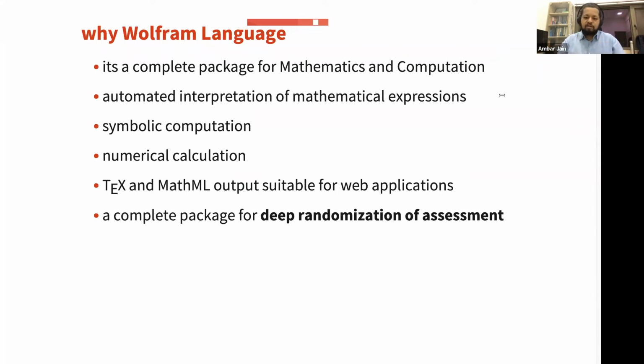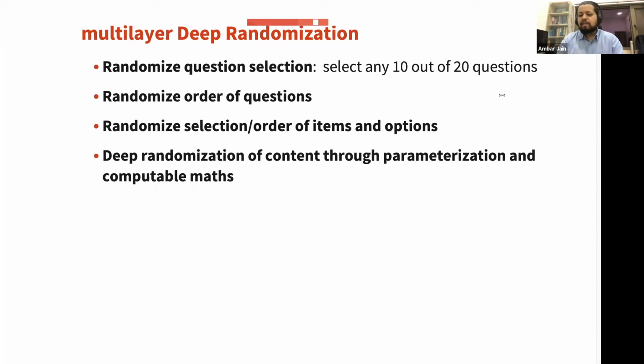And this is where we thought that doing this through web technology and automatic grading will really be useful. So that's where Wolfram Language comes in. And I'll give you some idea of how we're using Wolfram Language to do this. So what is multi-layer deep randomization?